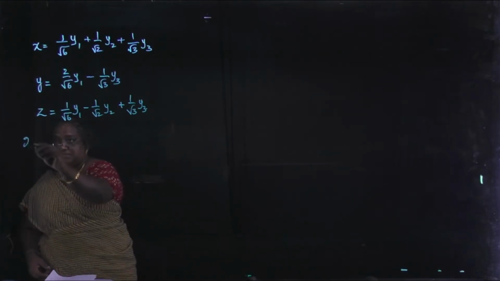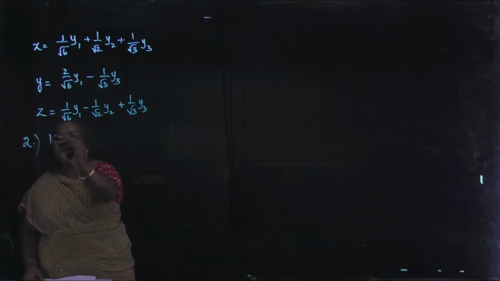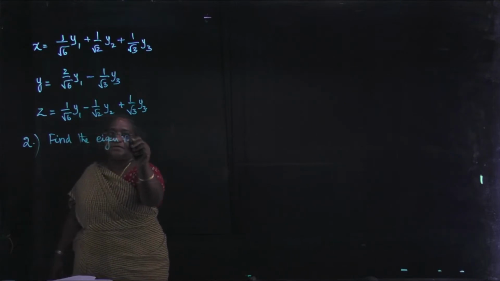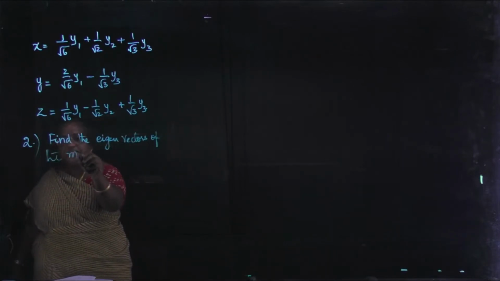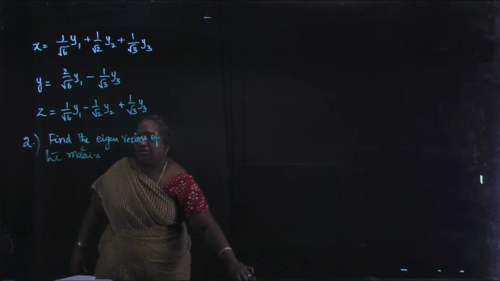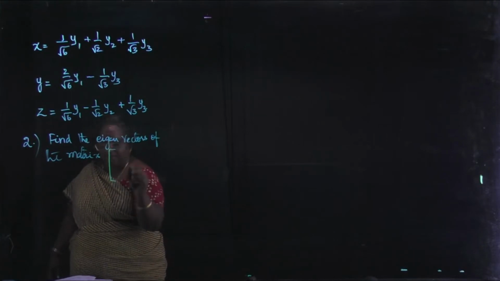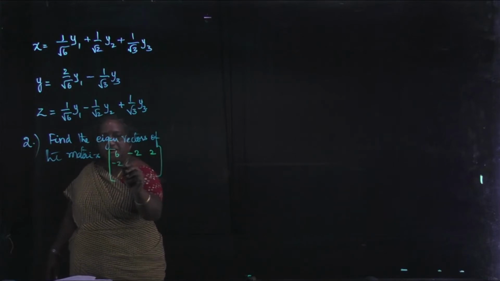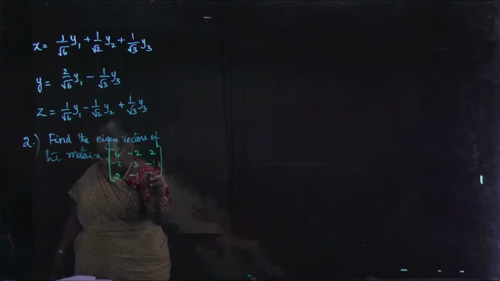Now let us see another problem. Find the eigenvectors of the matrix. So here they gave you the matrix directly, or sometimes even they can ask you giving the quadratic form, you have to write the corresponding matrix. So here they gave you directly the matrix. So the matrix is 6 minus 2 2, minus 2 3 minus 1, 2 minus 1 3.